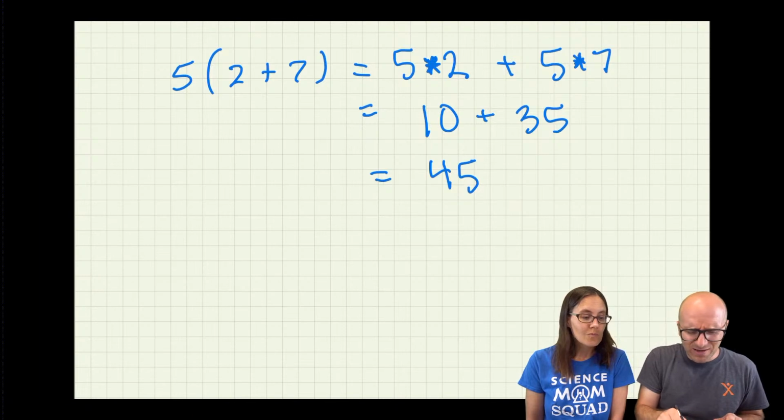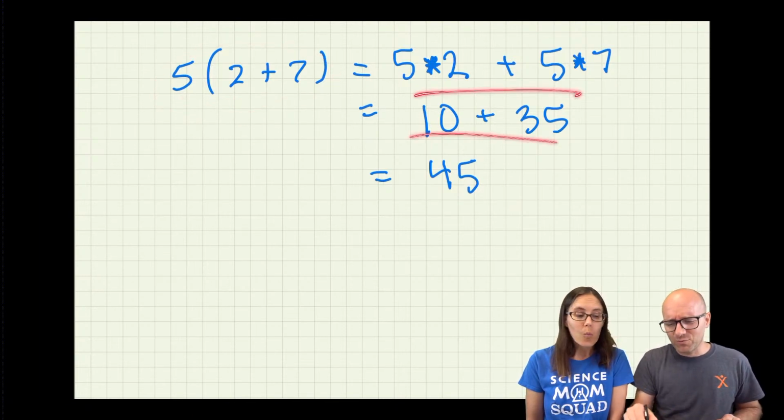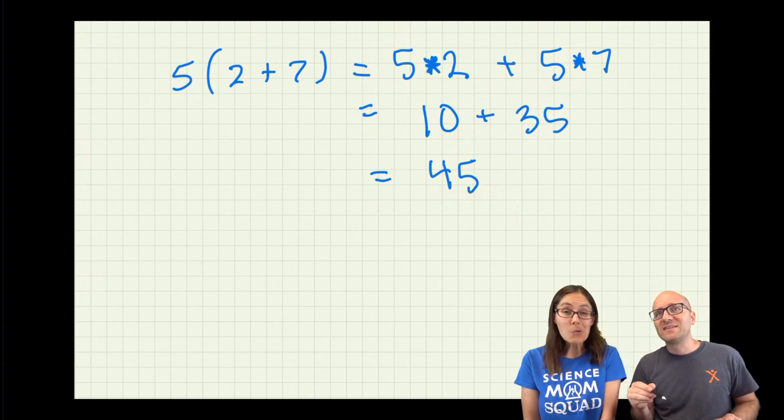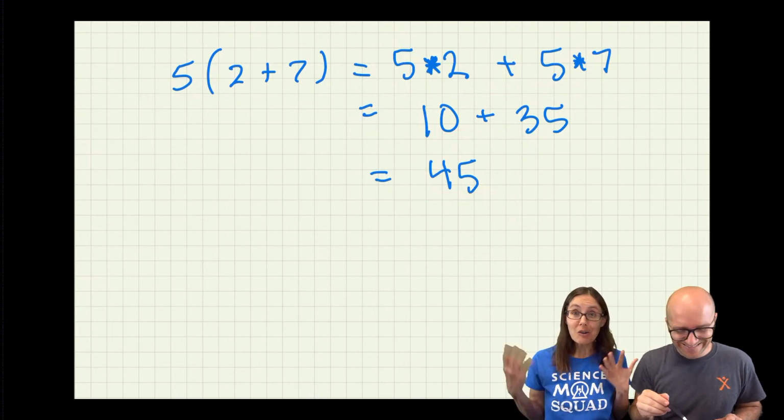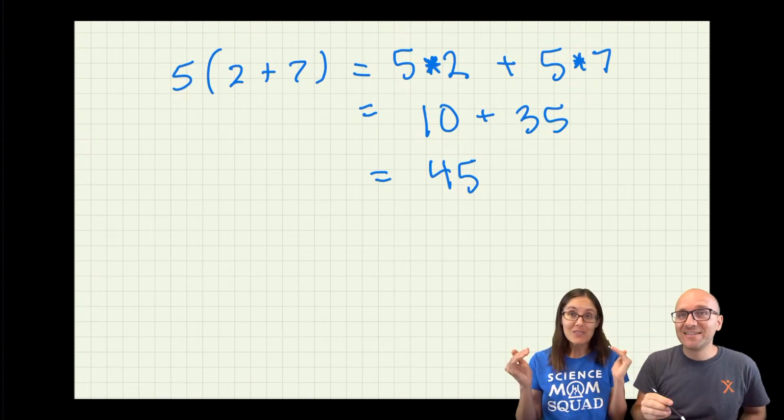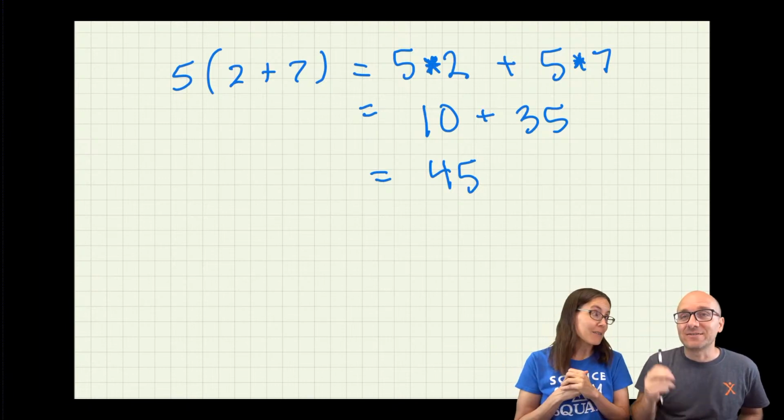Is there any reason why we wouldn't just want to do 5 times 9? Why would we ever want to do that? Because you might have something that you can't add together. What if you had a variable? What if it was 5 and then parentheses x plus 2 or something like that? You read my mind, Science Mom.